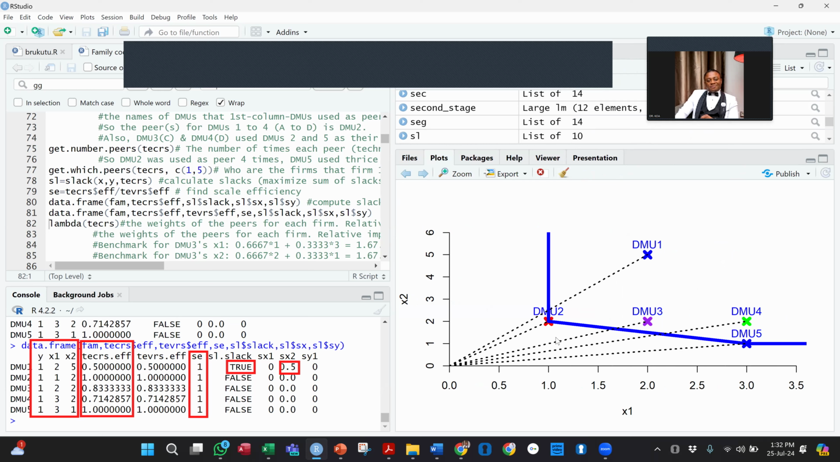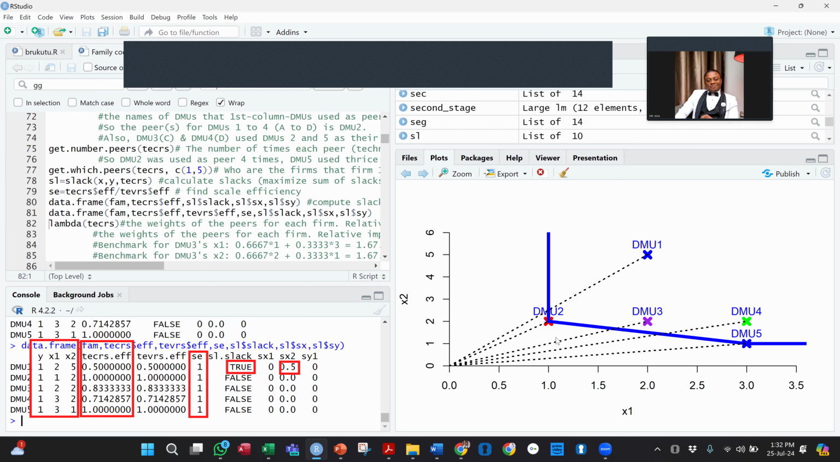So DMU1 is not just technically inefficient. Well, it's not on the frontier, so obviously it's not technically efficient. But apart from that, if it wants to achieve efficiency, it will hit the free disposable section. So it is also mix inefficient. Anytime a firm is mix inefficient, that firm has slacks. Keep that. Anytime a firm is mix inefficient, it also has slacks. And DMU1 was the only one that has that.